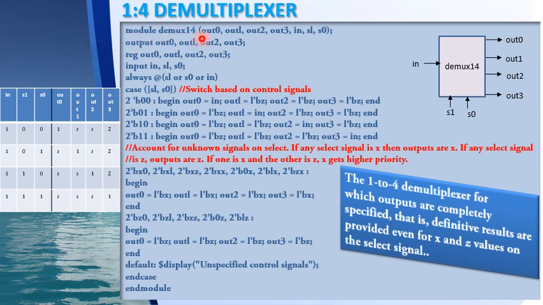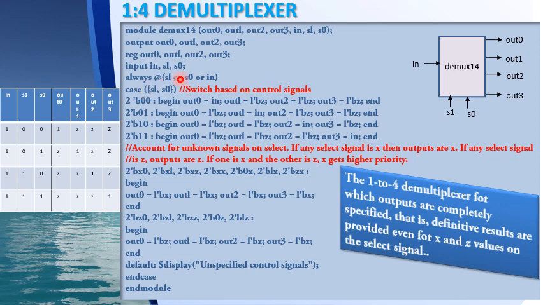Module demux14, out 0, out 1, out 2, out 3, in, S1, S0 are the ports as per the block diagram. I have declared the corresponding output ports and the input ports. As I mentioned earlier, the output lines which I will be using inside the always block should be declared as register. So always block is the main characteristic of a behavioral modeling style.